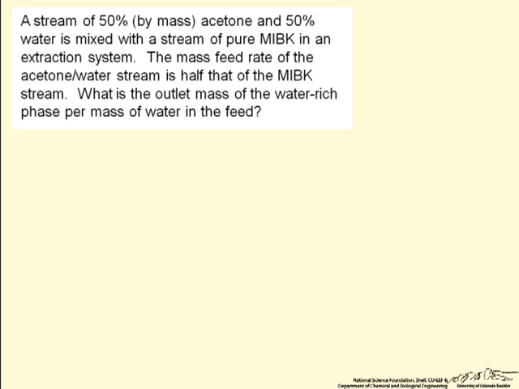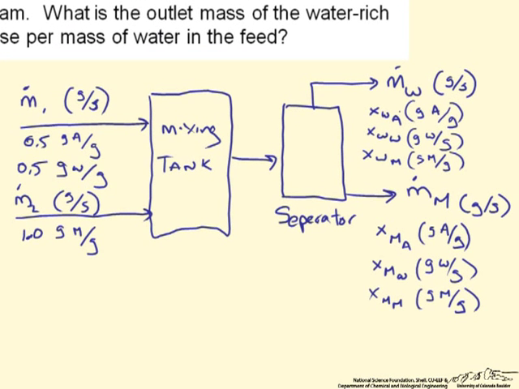So with any material balance, the first place we should start with is a diagram. So here's my diagram where we have two feed streams, one which is 50% by mass acetone and 50% by mass water, as well as a second stream that is 100% MIBK. Now these are mixed in a tank, and then they equilibrate and separate into two streams, a water-rich phase and an MIBK-rich phase. And you can see I've written out the three unknown compositions since each phase will contain parts of each of those species.